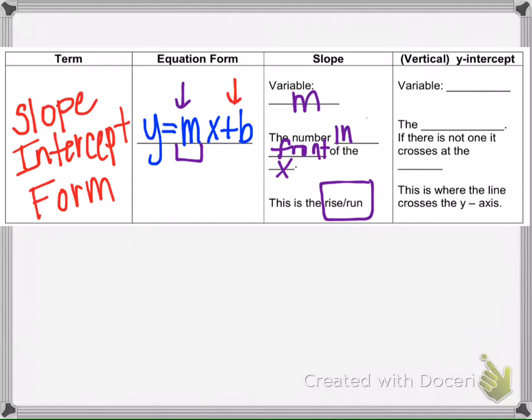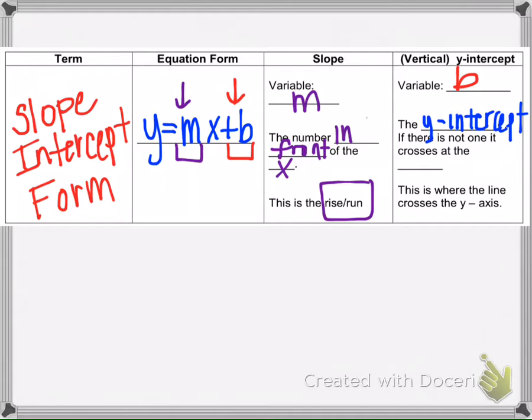Okay, whereas this number over here, b, it is the y-intercept, or the vertical intercept if we're not using y.